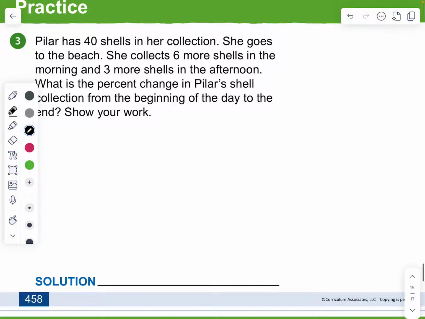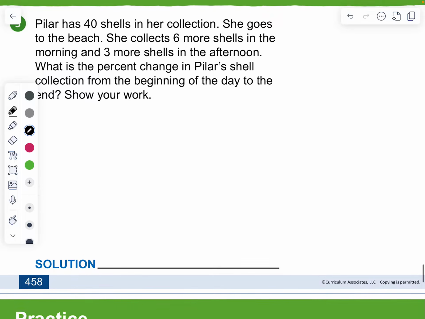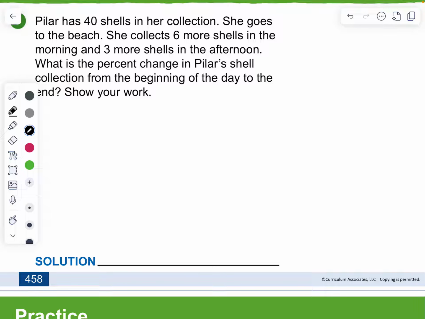Number 3. Pillar has 40 shells in her collection. She goes to the beach. She collects 6 more shells in the morning and 3 more shells in the afternoon. What is the percent change in Pillar's shell collection from the beginning of the day to the end? So what are we starting at? We're starting at 40. What are we ending at? 6 more in the morning and 3 more in the afternoon. 6 plus 3 means we would have 49.